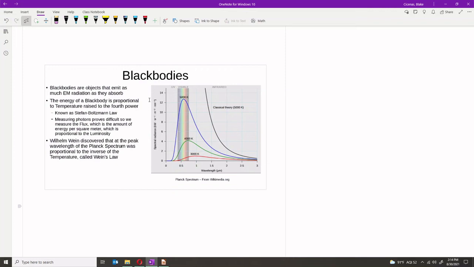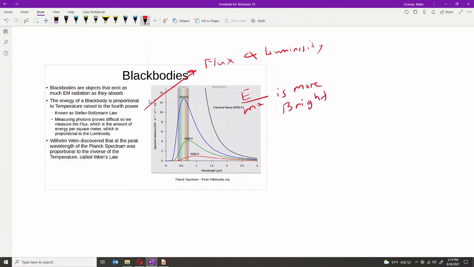Now, measuring photons from any object is pretty difficult because they're individual particles, and they're very small. So we measure the flux, which is the amount of energy per square meter, and that's proportional to the luminosity. So that's something important to know: your flux is proportional to luminosity, i.e. the more energy per square meter equals more brightness, more luminosity. Okay, and so those two are proportional.